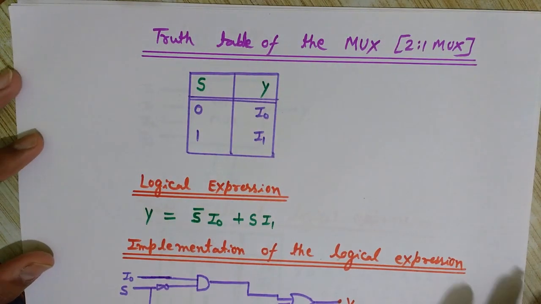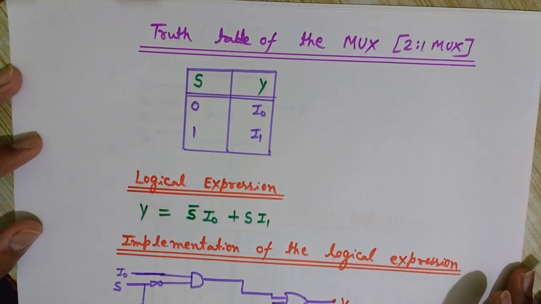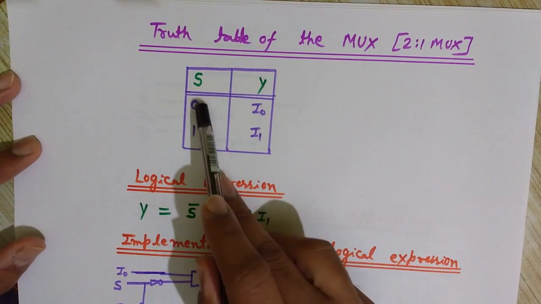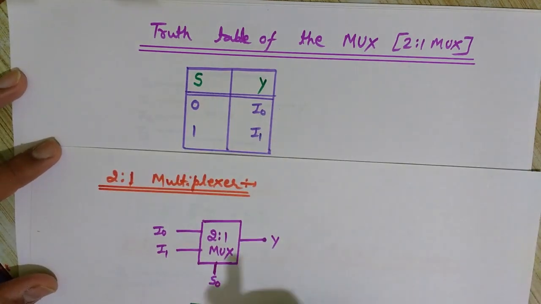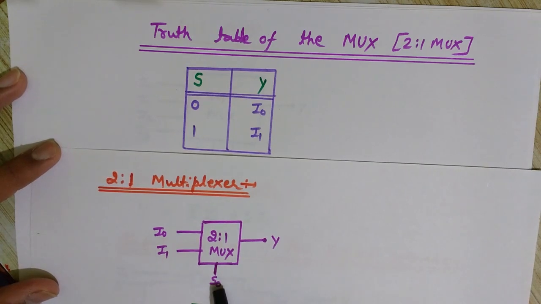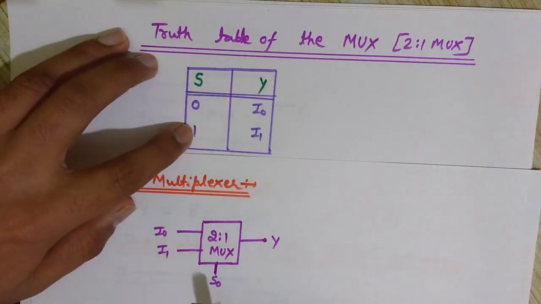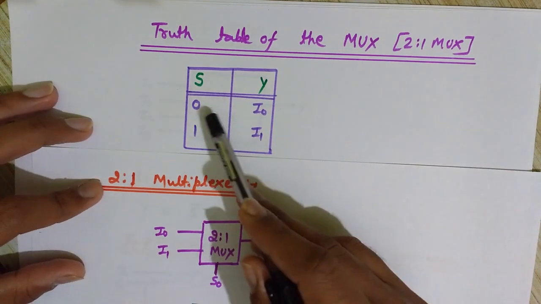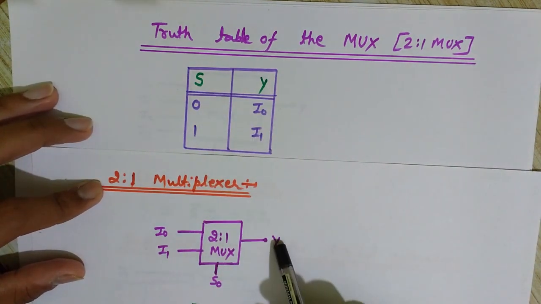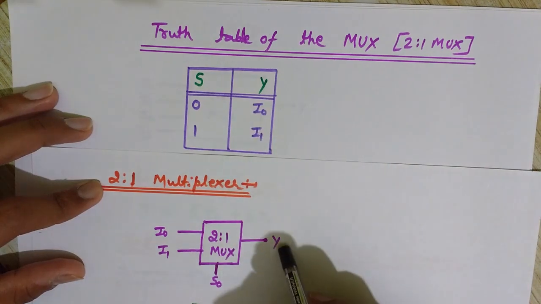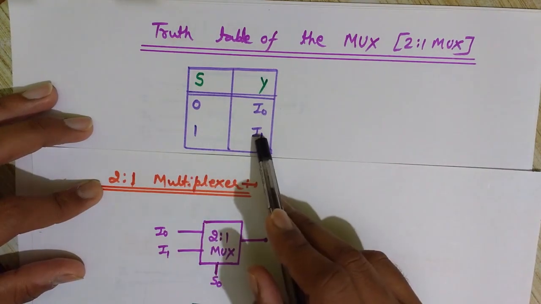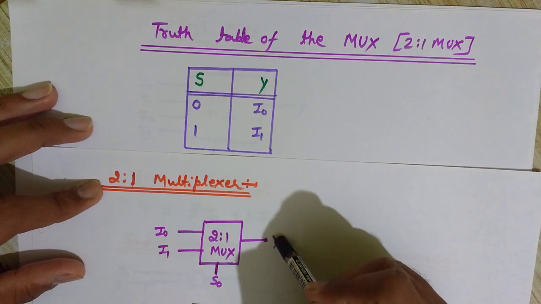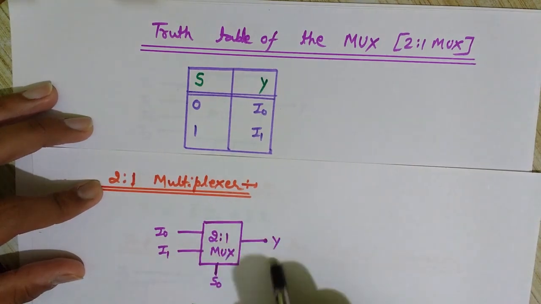Now let's see the truth table of the 2 to 1 MUX. It is very easy, as I told you, the control input S can have two combinations, it can be 0 or it can be 1. So when it is 0, I0 will be transmitted, Y will be equal to I0, and if it's the other combination, if its value is 1, S0 is 1, then I1 will be the value of output. This I1 will be transmitted to the output.